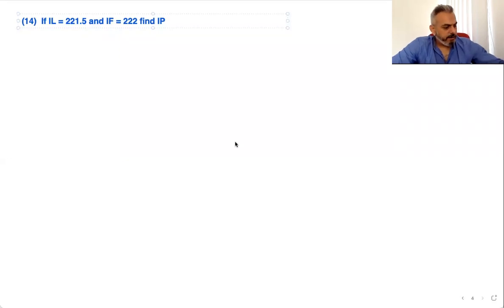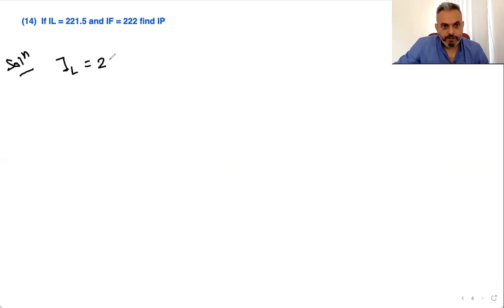Question 14. It's a very simple one. Because of font limitation, this is coming in capital like this, but you know IL is index number for Laspeyres, IF is index number for Fisher, and IP is index number for Paasche. Now, let's write the solution. Index number for Laspeyres is equal to 221.5. Index number for Fisher is 222. We have to find index number for Paasche.